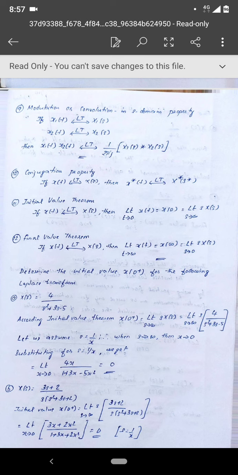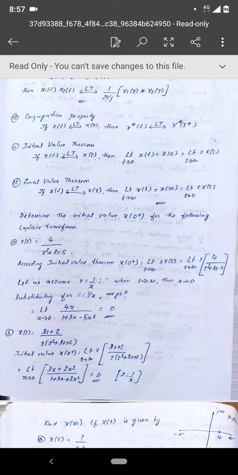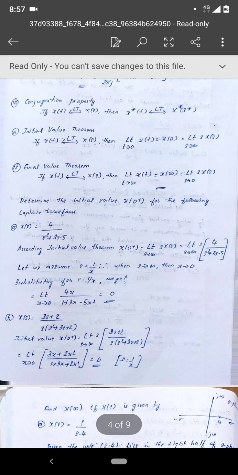Determine the initial value, that is x of 0 plus, for the following Laplace transform. We have the Laplace transform given by X of s equal to 4 by s square plus 3s minus 5. According to the initial value theorem, x of 0 plus is the limit as s tends to infinity of s times X of s. That is, we have to multiply s with X of s, which is 4 by s square plus 3s minus 5. Here s is not getting cancelled in this case because there is no term like s in the denominator.